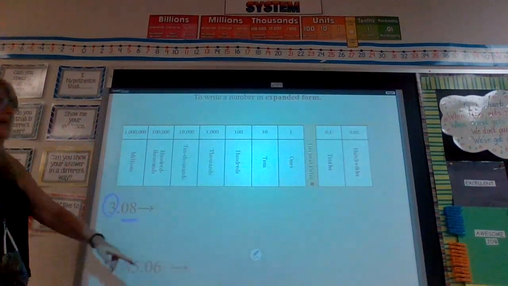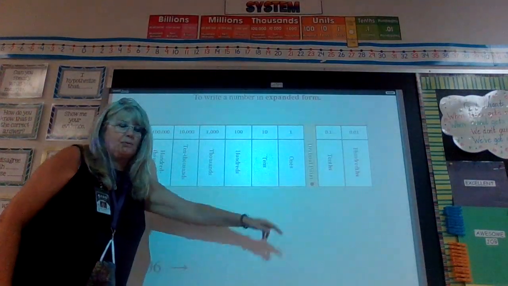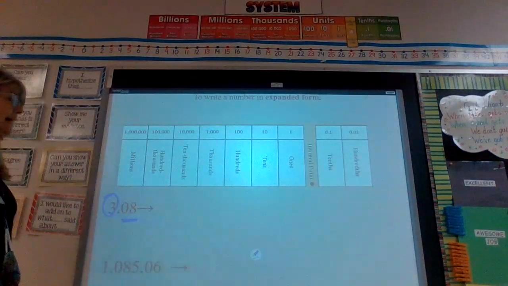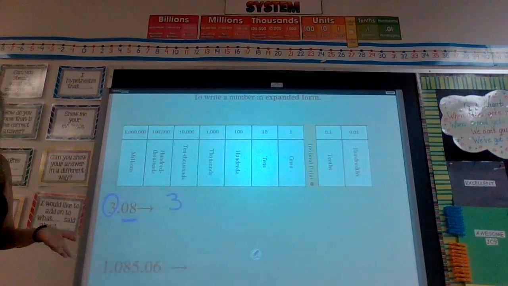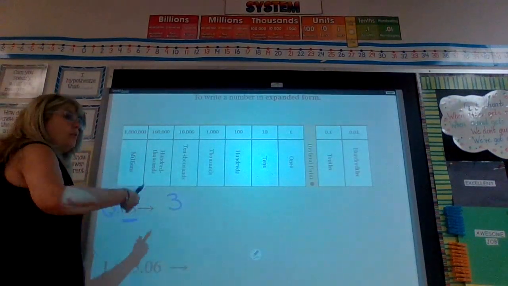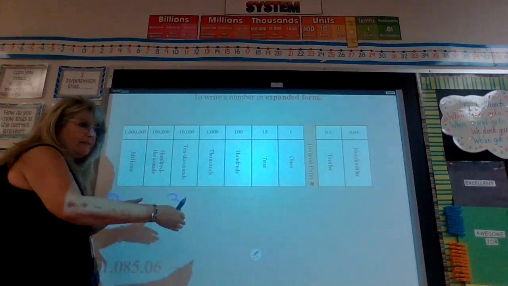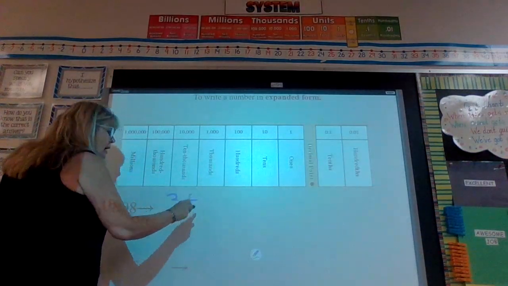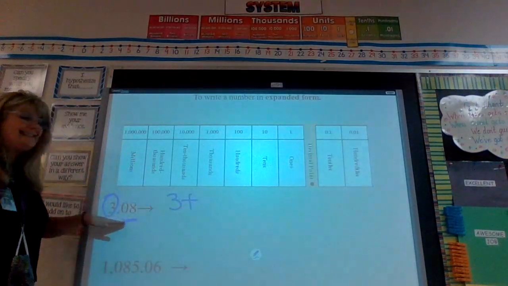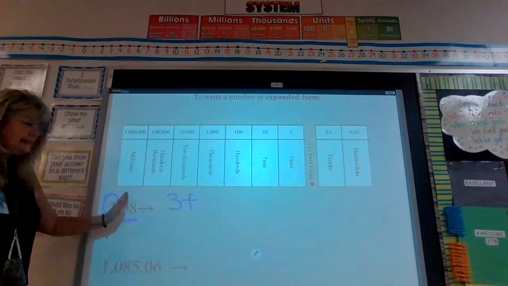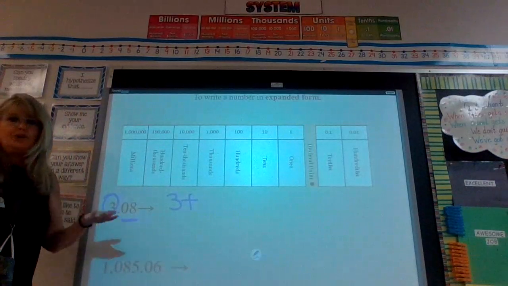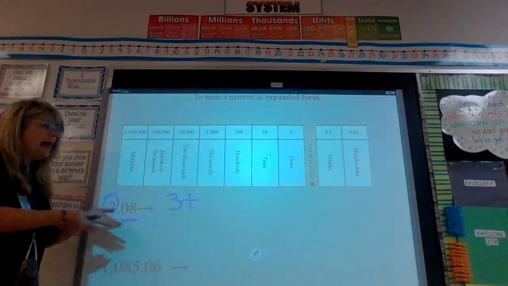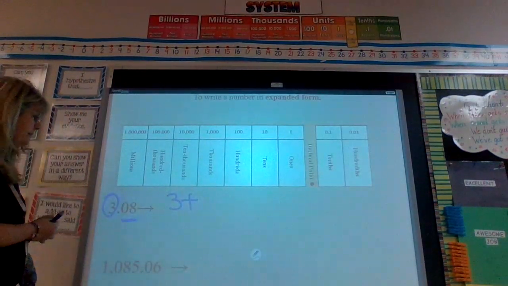All right, that 3 is in the ones place, right? So, if I'm going to write this in expanded form, I'm going to write just the number 3. Now remember, we're adding the value of the places. There is no number in the tens place. So guess what? You can leave that off. You don't have to put something there to hold the place.